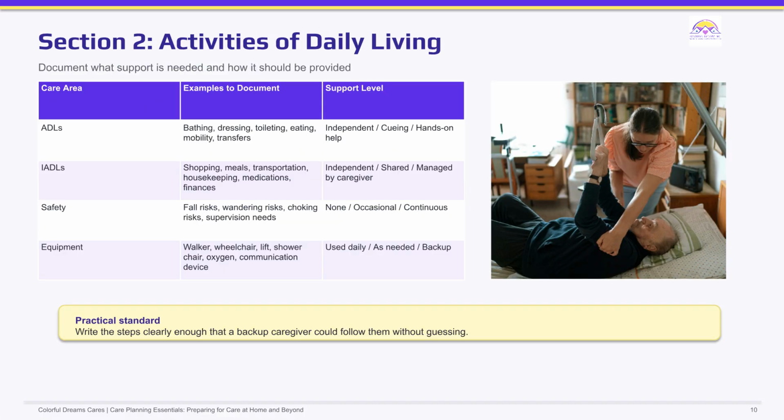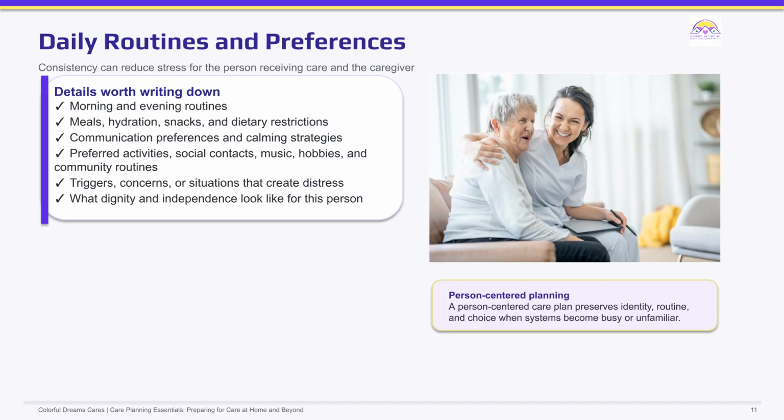Section 2 documents your activities of daily living. Don't just list needs. Describe the level of support required, from queuing to hands-on assistance. The goal is to write these steps clearly enough that a backup caregiver could step in and follow them without guessing.